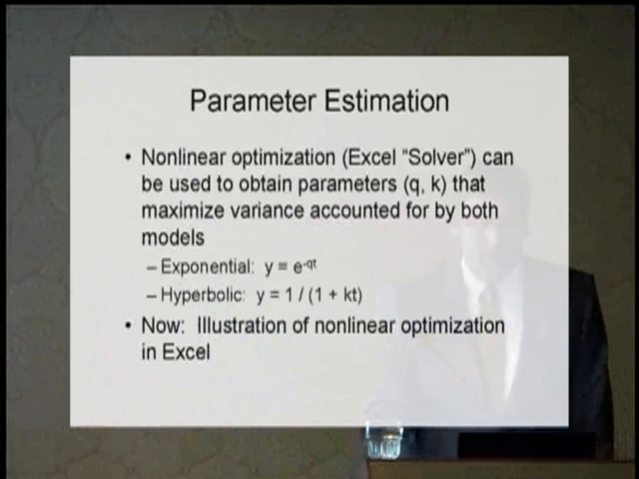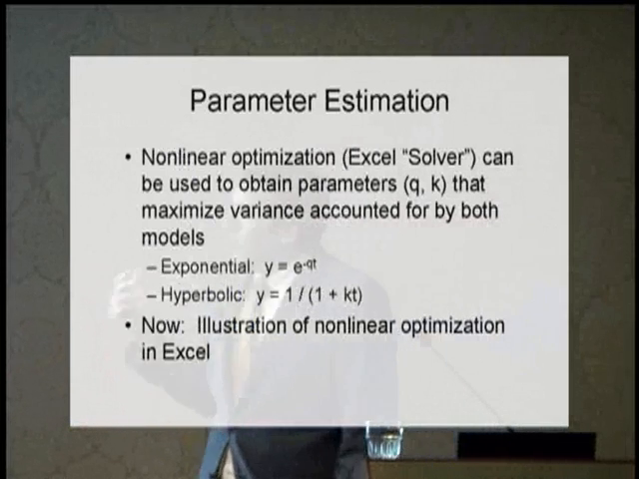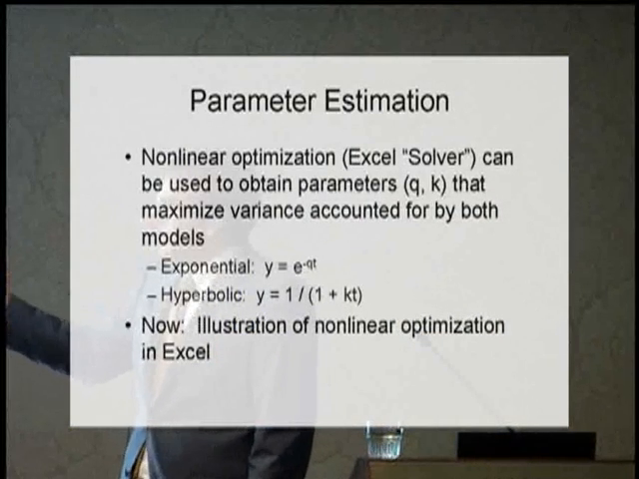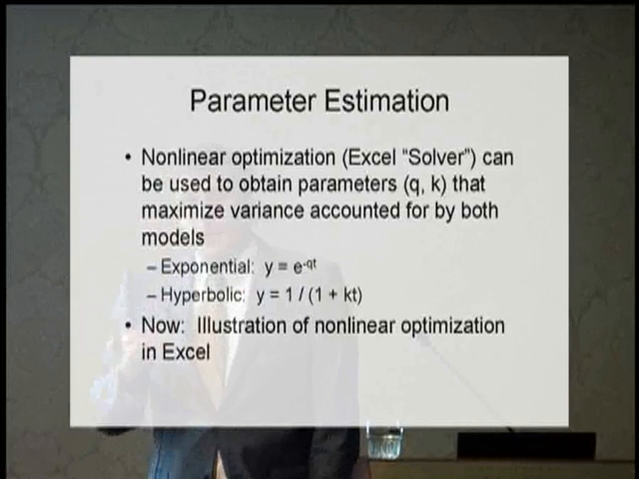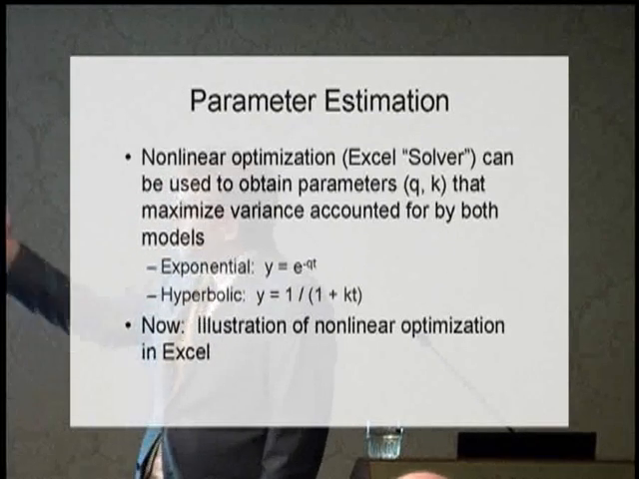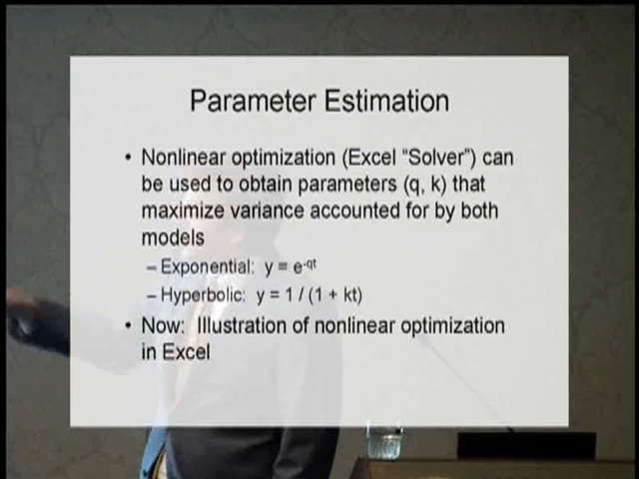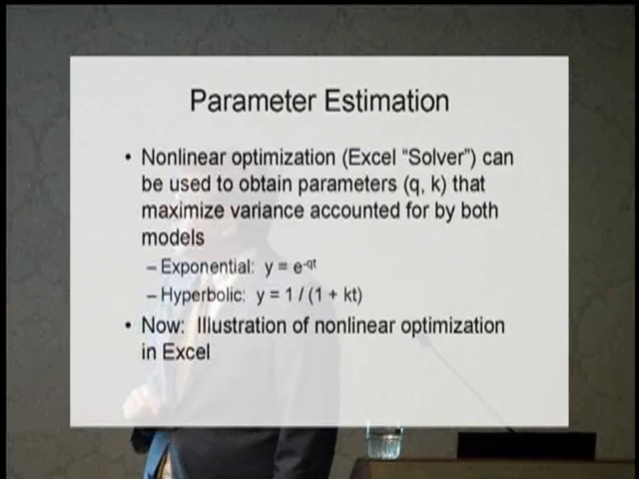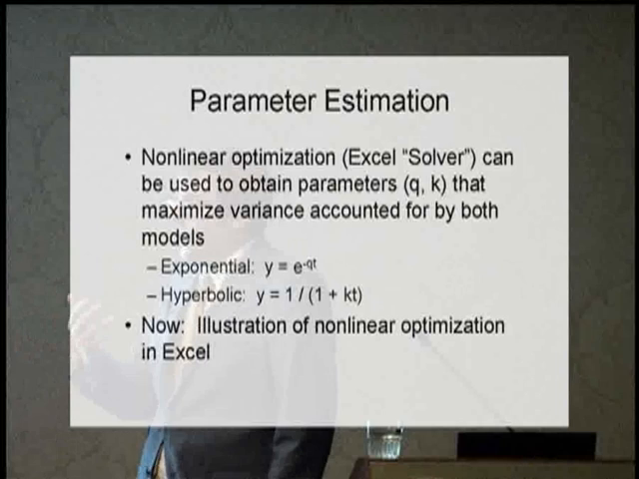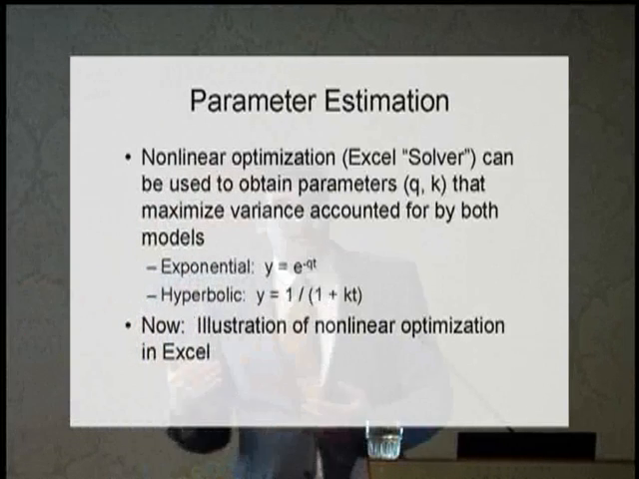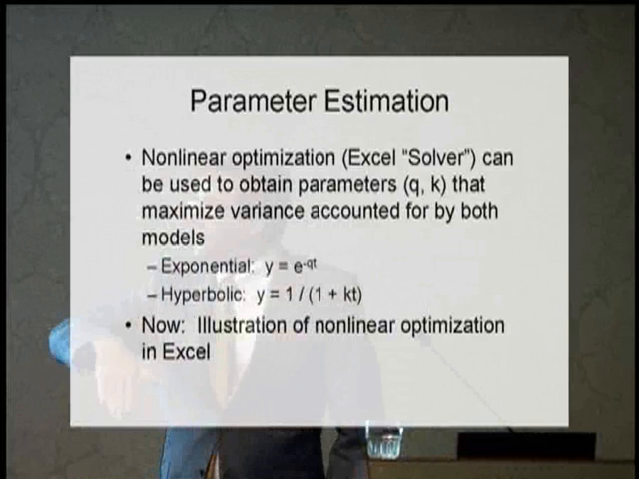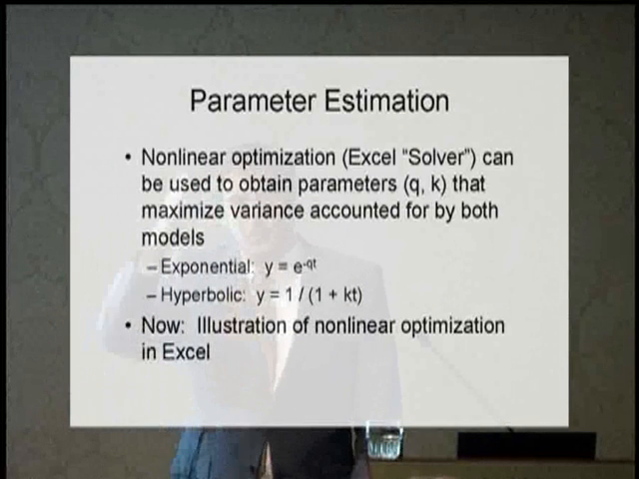Now what we need to do is find the parameter values in the exponential and hyperbolic model that maximize the variance accounted for in our data. So for the exponential model, you can see the equation y equals e to the minus q times t. T is time, y is the response rate, q is the parameter. That's a parameter that says how rapidly, how fast the exponential function falls off.